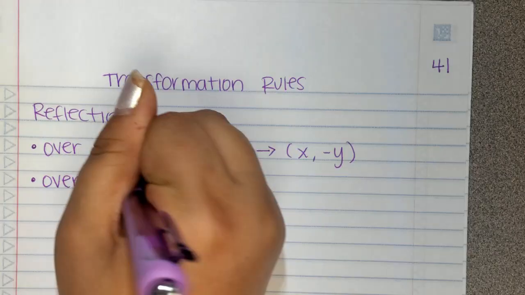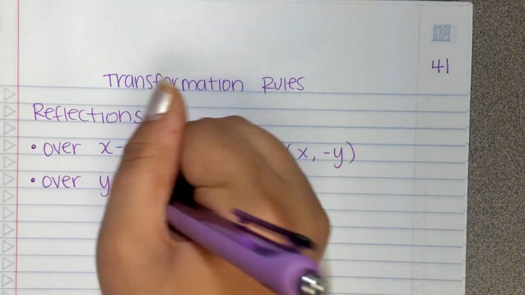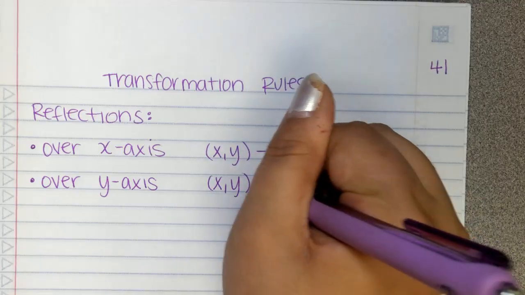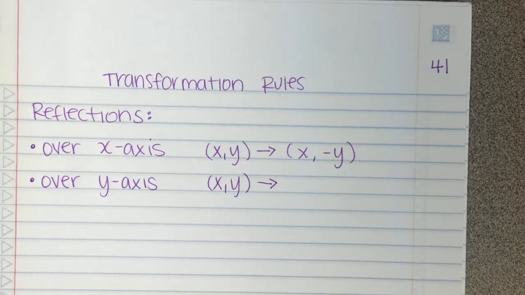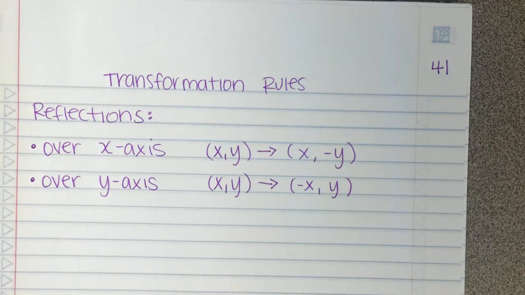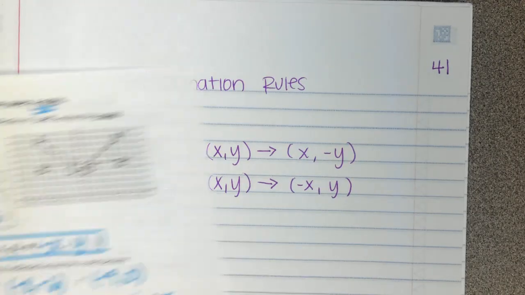What about over the y-axis? Number 3 on your discovery. What rule did you get? If you are at xy, what does it become? Negative x, comma, y. So I'm going to be flipping back and forth. If I cover it up before you're done writing, you'll see it in a minute.